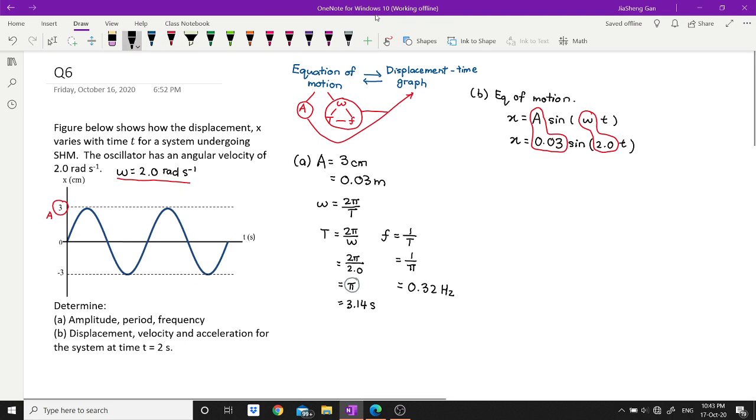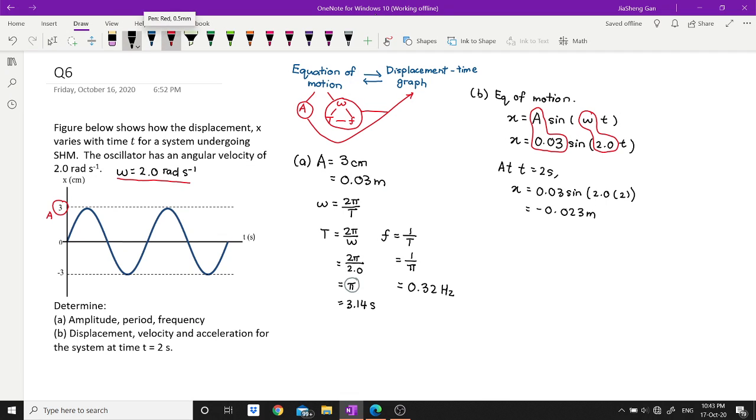Okay, so the particular moment we are given is at time t equals to 2 seconds. So at t equals to 2 seconds, your x will be equal to 0.03 sine 2.0. Substitute in your time, your moment. Then your answer will be negative 0.023 meter. Oh, okay, so it's a negative answer. So what does it mean? If I want to check what it means by the negative 0.023, you can find it here.